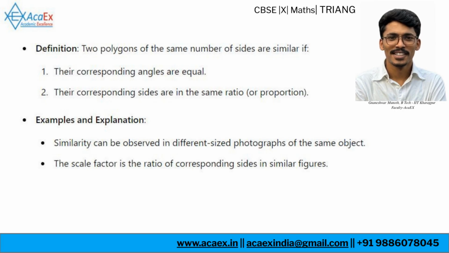Conditions for similarity. Two polygons with the same number of sides are considered similar if two conditions are met. Their corresponding angles are equal. Their corresponding sides are in the same ratio, or proportion. The ratio of the corresponding sides in similar figures is known as the scale factor.